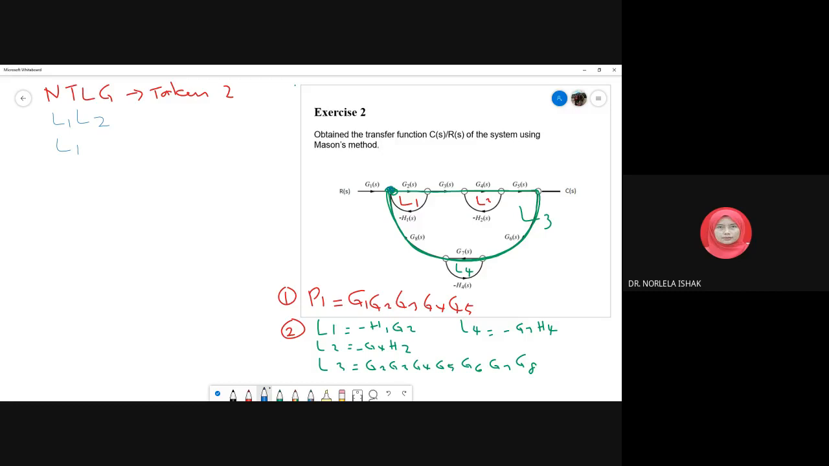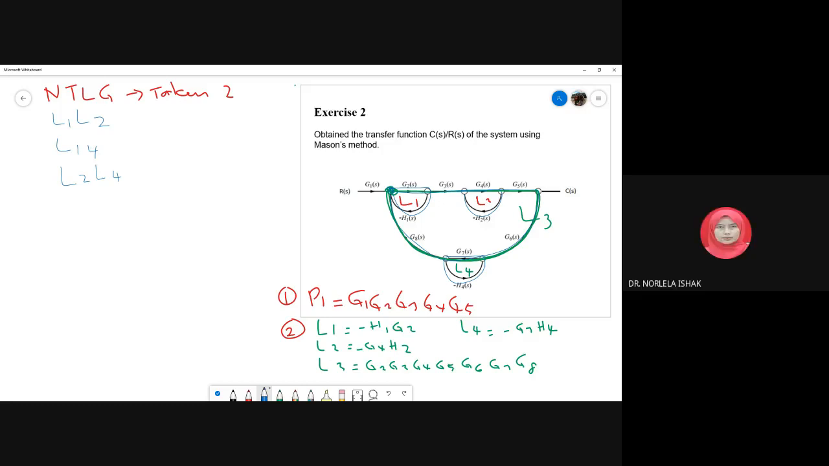So L1 and L2, L1 and L4. L1, L4 and lagi satu? L2 and L3. Yes, L2, L4 is it? L3, we cannot make it L1 and L3 because L3 is the big one. This is our L3. They're touching with L1, they're touching with L2, and L3 also touching with this one. Is it?